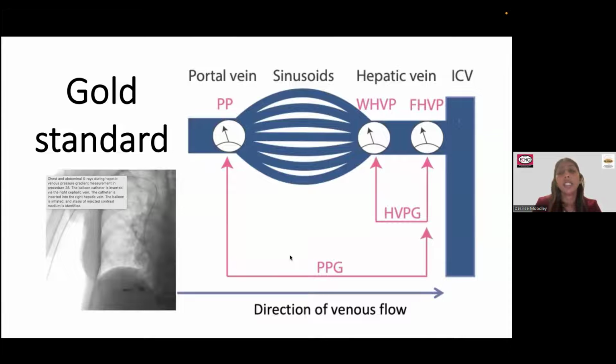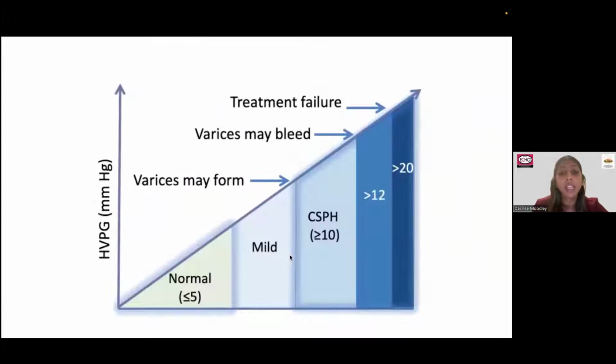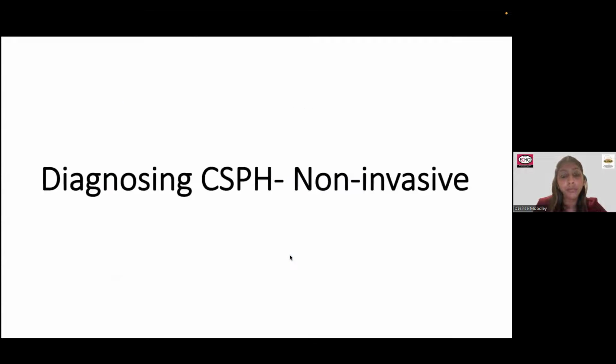So what do these hepatic vein pressure gradients mean? Well, normal is less than 5. Once it's more than 5, you have portal hypertension. More than 10 is where it becomes clinically significant. More than 12 is when your varices may bleed. And more than 20 is suggestive of when treatment may fail. But once again, we know this is not always available.